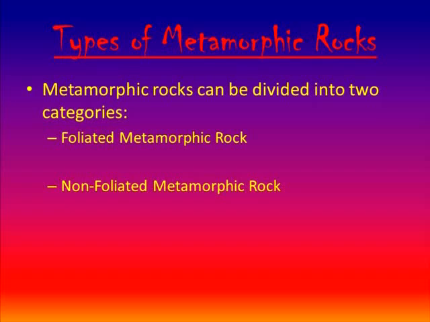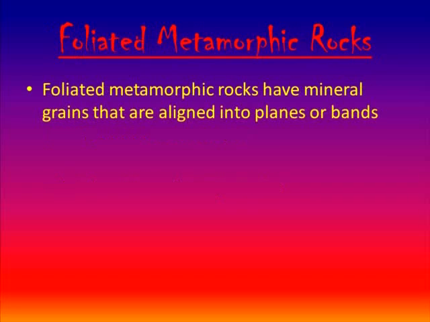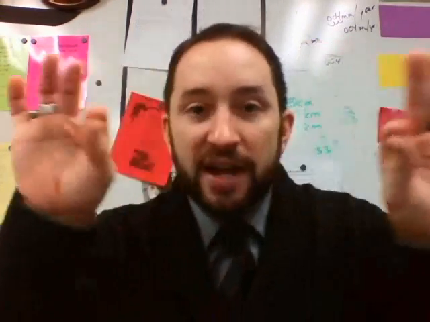Metamorphic rock is going to be divided into one of two categories. It is either going to be foliated metamorphic rock or non-foliated metamorphic rock. Foliated metamorphic rocks have mineral grains that are aligned into what we call planes or bands. And what this means is that the mineral grains inside of the rock have been lined up. So they're forming kind of bands, lines. Could use the word layers. I hesitate to because that is more related to sedimentary rock. But they do have kind of a layering kind of look to them.